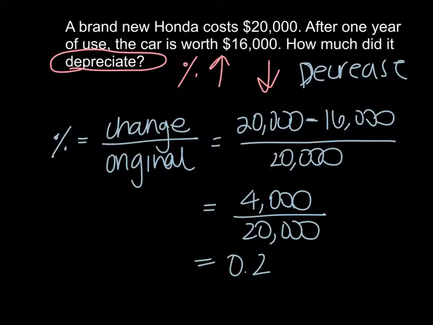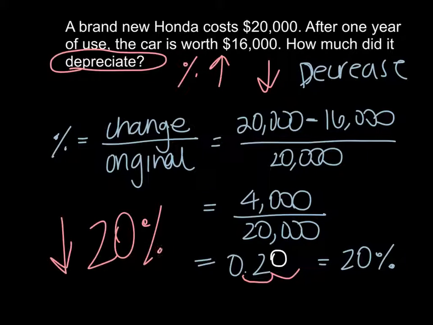Now, how do I convert 0.2 to a percent? Well, I'm going to move my decimal 2 places to the right. Now, I only have one number there, right? But whenever we have a decimal like that, we always have an infinite amount of invisible zeros at the end. So I'm going to go ahead and put an invisible 0 right there and change that to 20%. So my car is now worth 20% less than the amount that I bought it for.